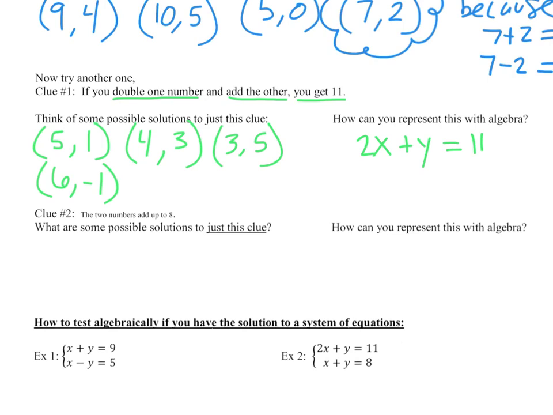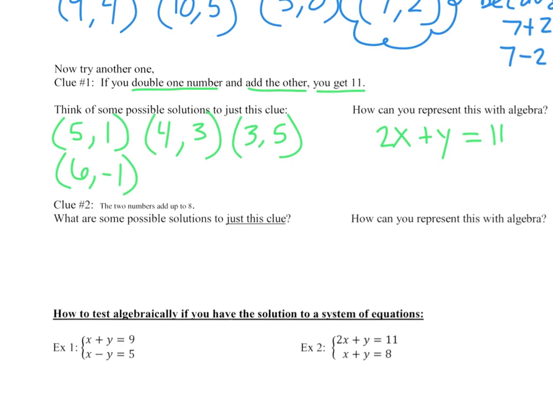So let's look at our second clue. Clue number 2 is saying these two numbers add up to 8. So let's come up with a list of numbers that add up to 8. Well, 0 and 8 add up to 8, and 1 and 7 add up to 8, and 2 and 6 add up to 8, and 3 and 5 add up to 8.